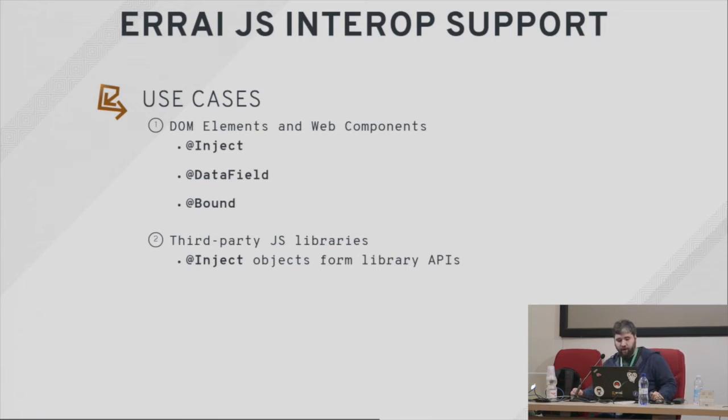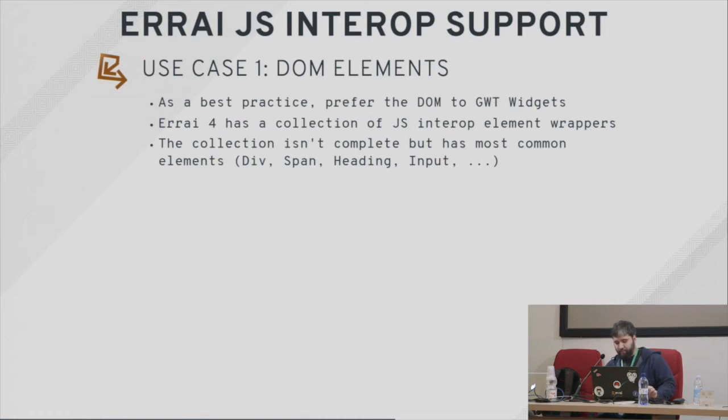All right, so JS interop support in Errai. There are two general use cases that we're going to go over. The first is working with DOM elements and web components. We're going to talk about injecting them, using them in templates, and using them with data binding. The second use case is, in general, how do you inject a JavaScript object into an Errai app?